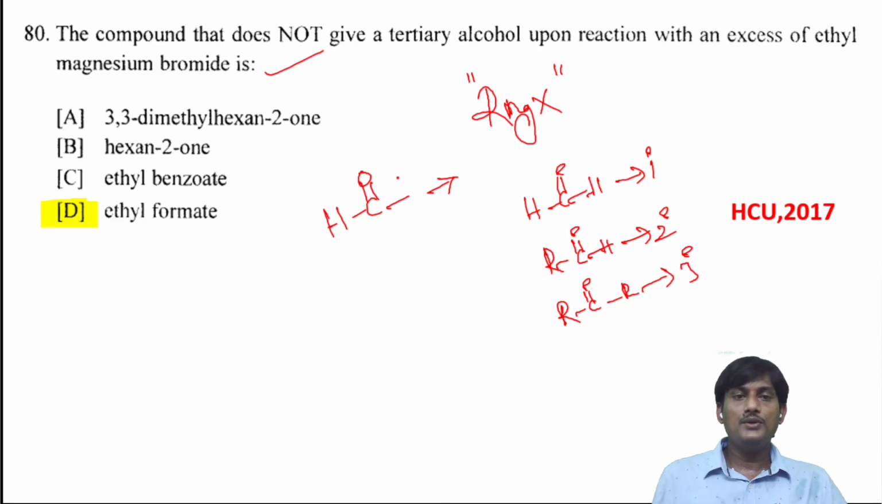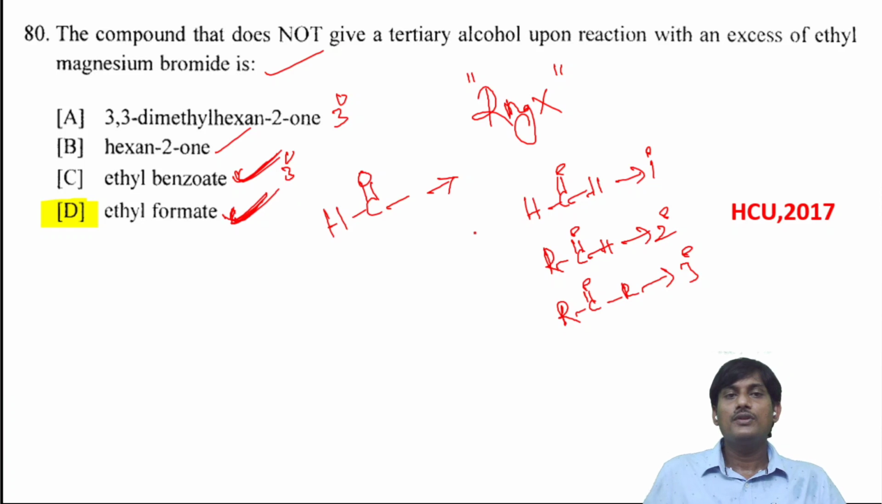We have to find out which are ketones. Here 3,3-dimethylhexan-2-one is a ketone, so this one gives tertiary alcohol. Hexan-2-one also gives tertiary alcohol. Ethyl benzoate, an ester other than formate, can give tertiary alcohols. Ethyl formate cannot give tertiary alcohol. This one can give secondary alcohol.